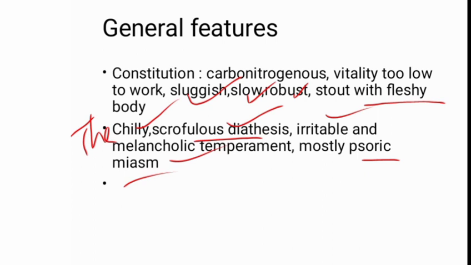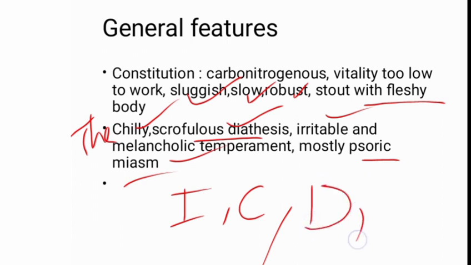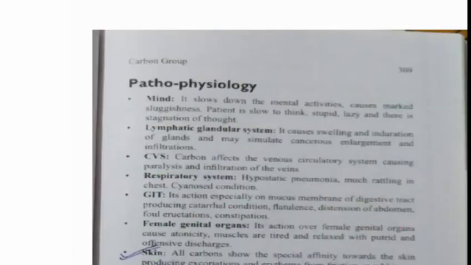Now just a recap. We discussed the introduction, the constitution, the groups, the drugs included in the carbon group, and the general features of carbon. Now we go to the pathophysiology. This is the page from JD Patil, so from this we discuss only the pathophysiology part.